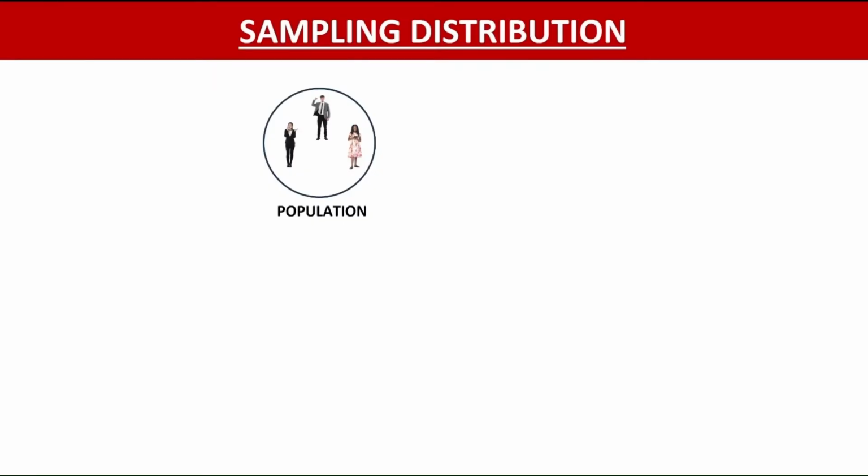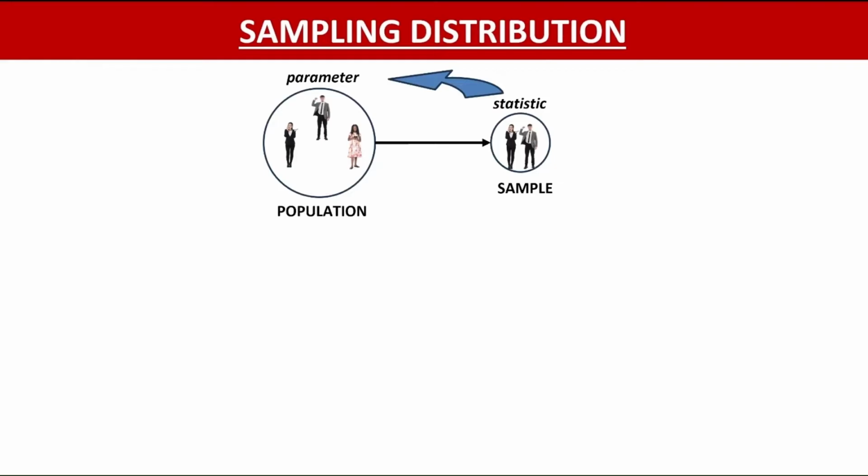Suppose we have a population and we want to calculate its parameter such as population mean or population standard deviation, etc. As we have discussed in the previous lectures, since it is difficult or impractical to work with the population, we will take a random subset of the population, that is a sample, and calculate the statistic. Then we will use this statistic to calculate the parameter.